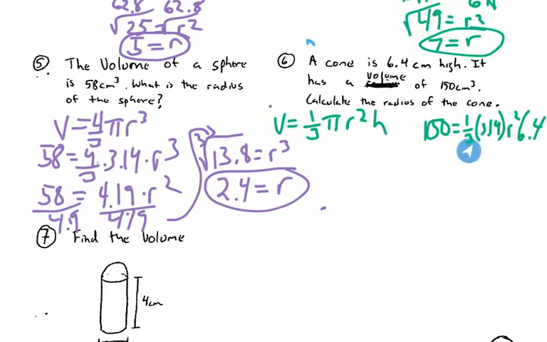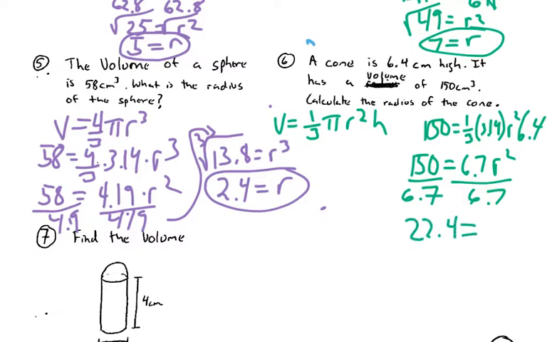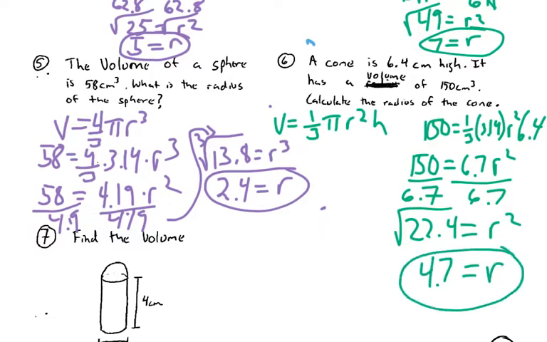So clean up the right side by taking 1/3 times 3.14 times 6.4, and you get 6.7 times r squared. Divide both sides by 6.7. And you get 22.4 equals r squared. So again, not my final answer. I've got to take the square root to find my final answer. And the square root of 22.4 is 4.7, our radius. Okay?